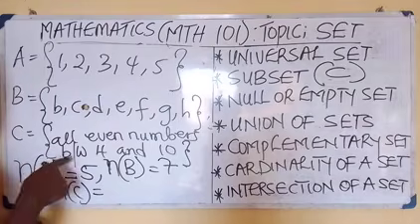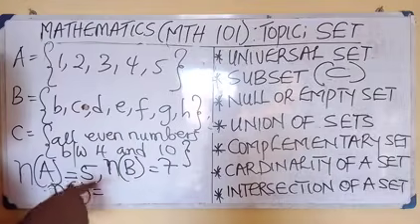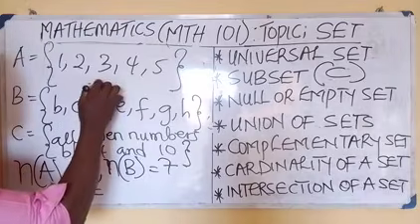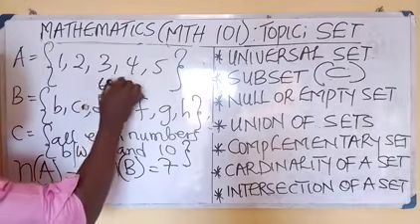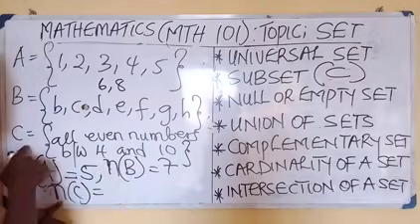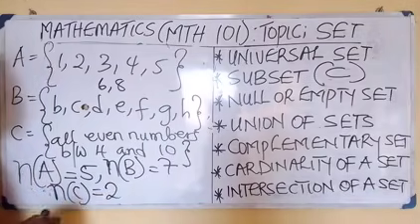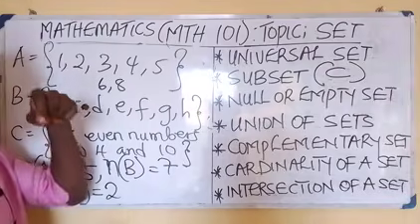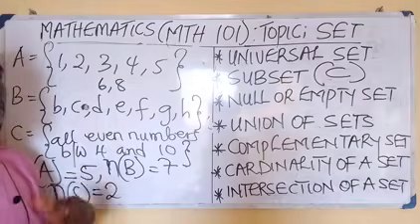Now please, between 4 and 10, you are not to include 4, you are not to include 10. So 4, what is the next one? 6, 8. So the cardinality of set C is just what? 2. So the cardinality of a set simply means the total number of elements found in a given set.